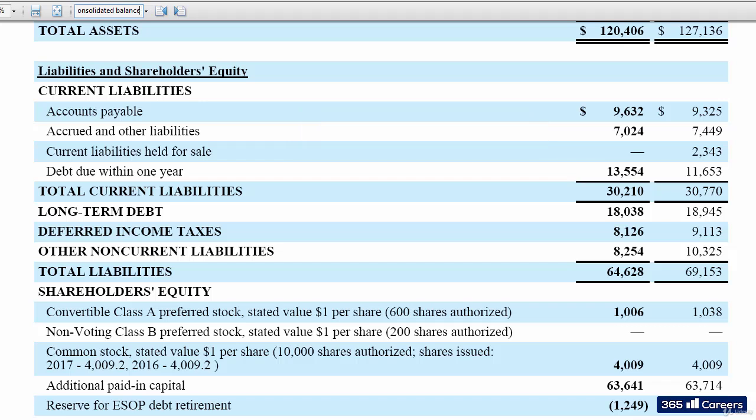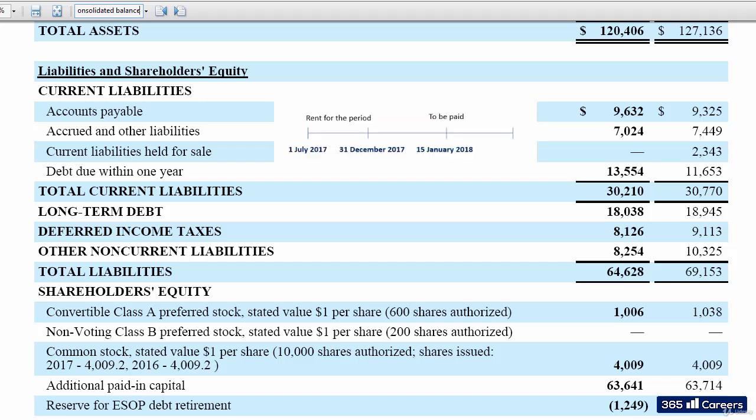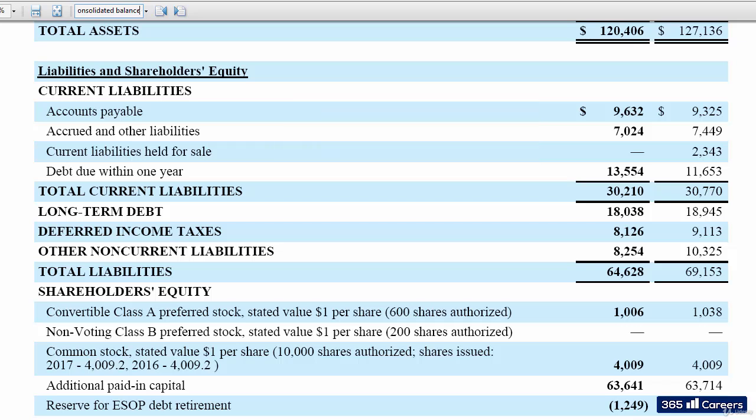For example, if we are preparing an income statement on the 31st of December and our 6-month rent for the period July through December is due to be paid by the 15th of January of next year, we will show an expense in the P&L which would reflect a rent cost for the period, and we'll have an accrued liability on our balance sheet. So that's that.